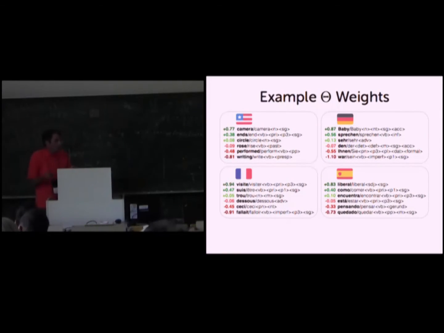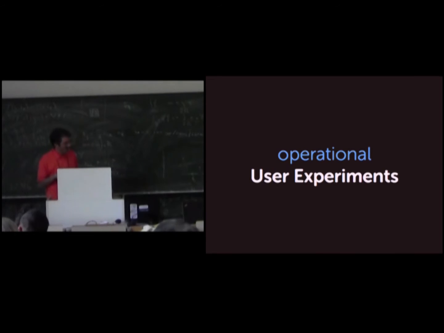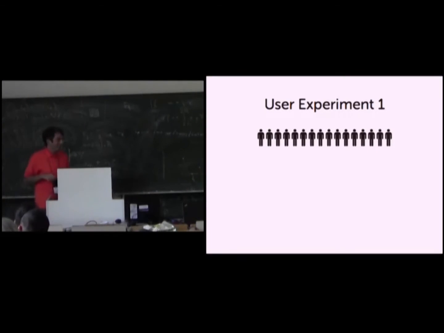Okay, so one interesting thing you can do is you can look at the weights. Easy things are common words that are short or cognates. Hard things are rare words, irregular words, or things that come up when you're using advanced grammar in a language. So the really awesome thing is that Duolingo put this into effect.